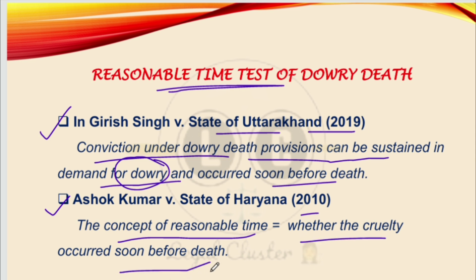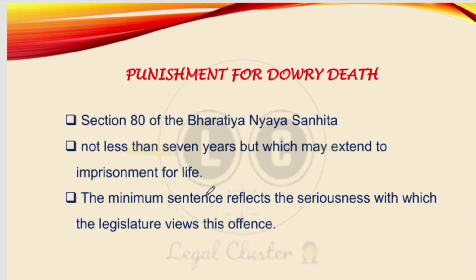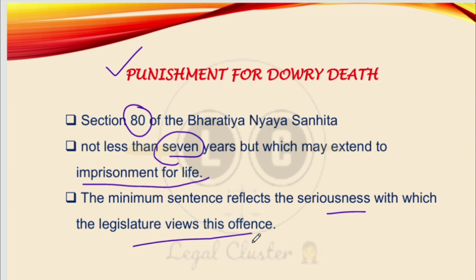Okay, so let us know what can be the punishment for dowry death. The punishment prescribed under Section 80 of the Bharatiya Nyaya Sanhita is rigorous. A person found guilty of dowry death shall be punished with imprisonment for a term which shall not be less than 7 years, but which may extend to imprisonment for life. The minimum sentence reflects the seriousness with which the legislature views this offence.